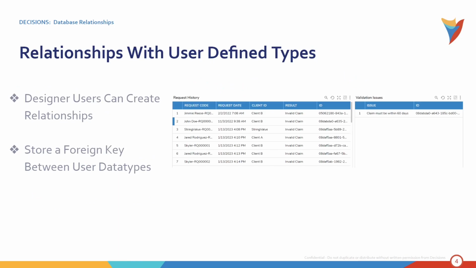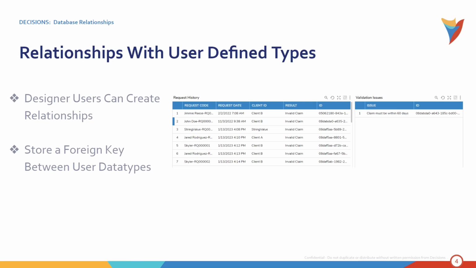But before we go into that part, we're going to talk about how this isn't just something that's inherent in Decisions. This is something that can also be custom made by user-defined types. On the screenshot here, we have a classic example of the insurance claim application that students, both new hires and external students, go through in training and build. In this build, we create a database relationship between the request history and the validation issues. One request history can have multiple validation issues.